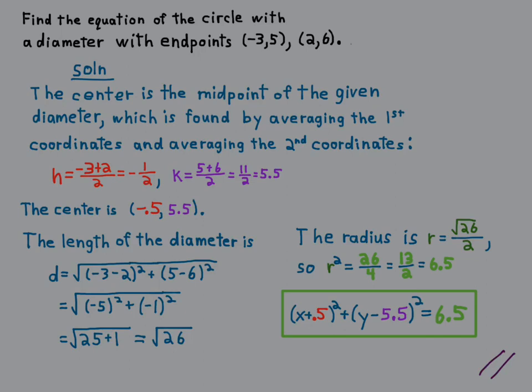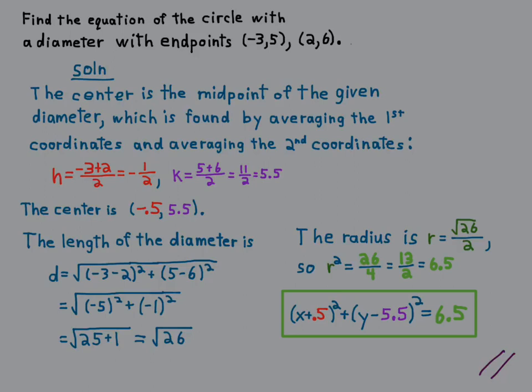So I take x minus the x-coordinate, which is x minus a negative 0.5. So that's x plus 0.5, and I square that. And then I take y minus the y-coordinate of the center, which is y minus 5.5, and square it, and set it equal to r squared, which is 6.5. And that's the answer. That's how I would type it in. You could type it in with halves as well, in fractional form, but I prefer this for myself. Just a little easier to enter.